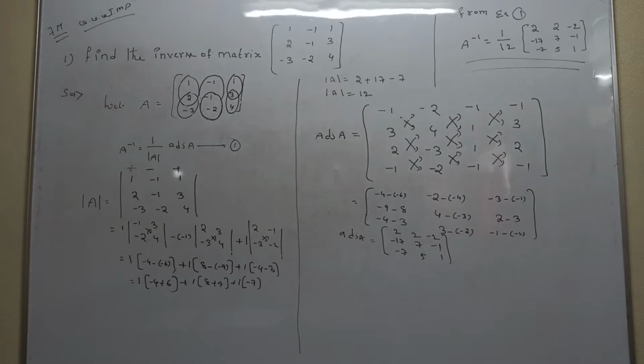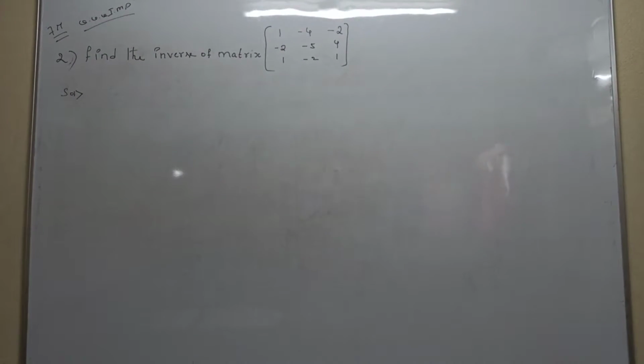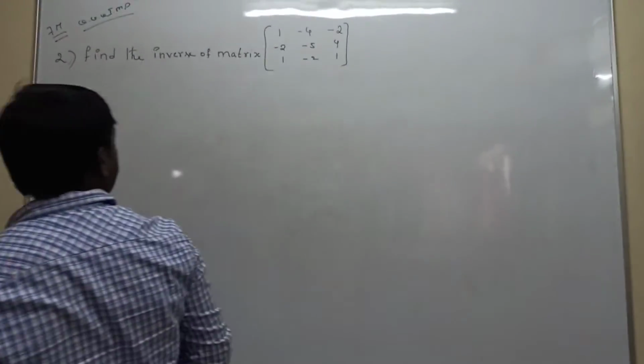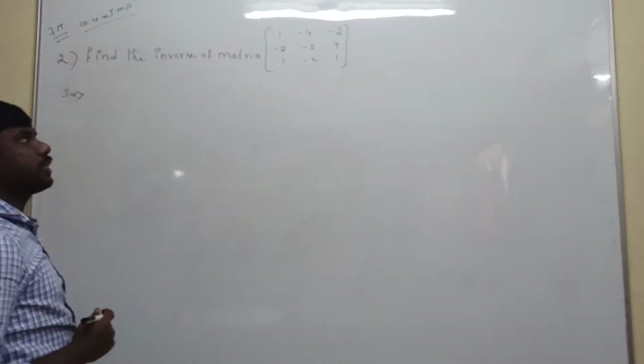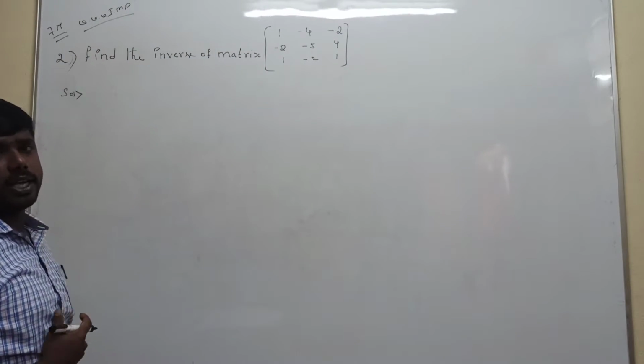So everyone understood how to solve a 3 by 3 matrix. Next we are going to the second question. The second question is very important. In this question also, find the inverse of the matrix: 1 minus 4 minus 2, minus 2 minus 5 4, 1 minus 2 1. In the given matrix, we calculate the inverse of the matrix.